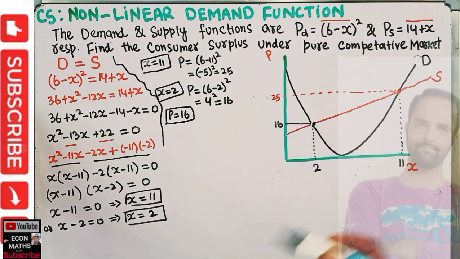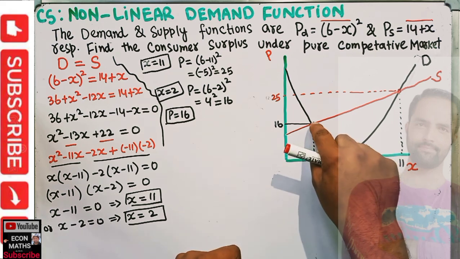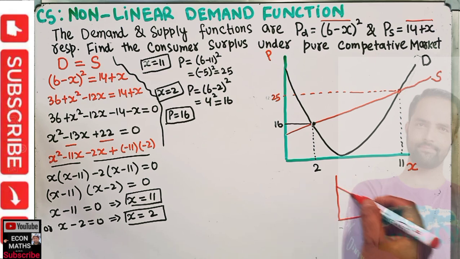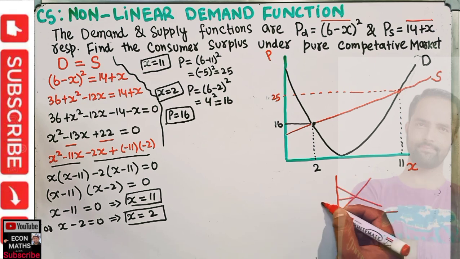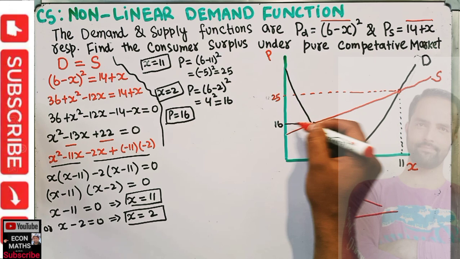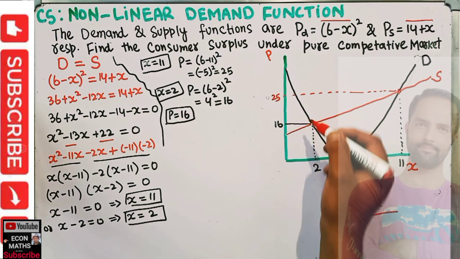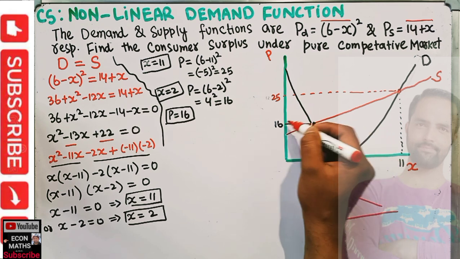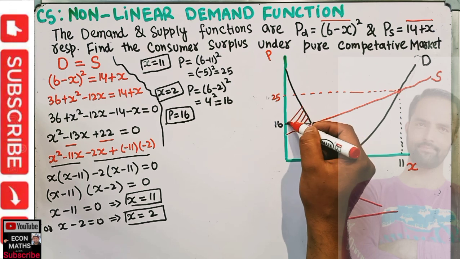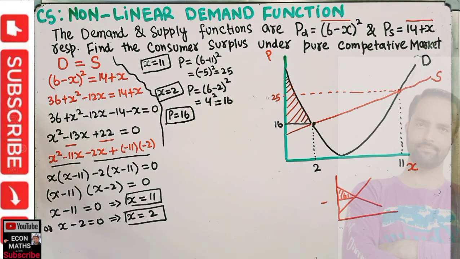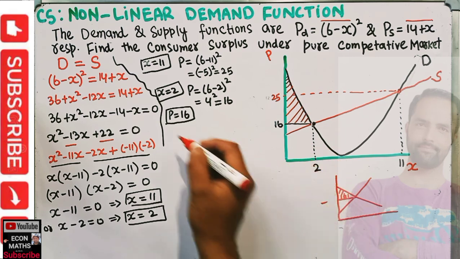And what is the consumer surplus here? You can see up to this point this condition is satisfied: the consumer surplus is above the equilibrium price and below the demand curve. That means consumer surplus is the area which is above the equilibrium price, which is 16, and below the demand curve, and this is a kind of positive consumer surplus. So I guess this should be our equilibrium price and quantity.